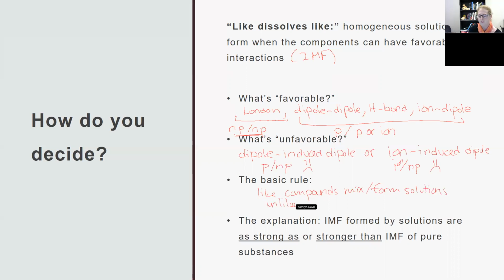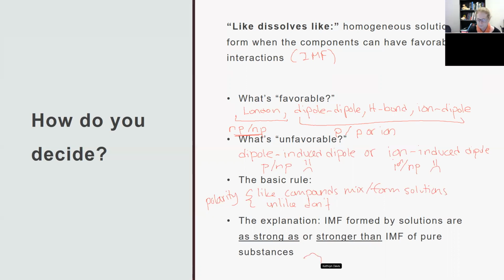Unlike, don't. And how do I decide? Based on polarity. Non-polar things stick together, polar things stick together, and with ions. And the reason for that is that these favorable interactions that happen between the two components of the mixture are as strong as or stronger than the pure substances.